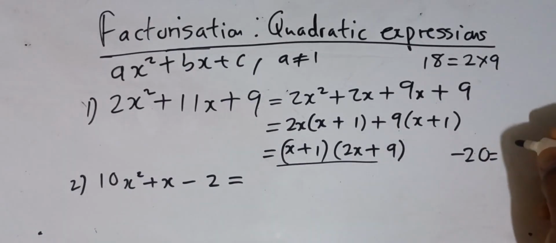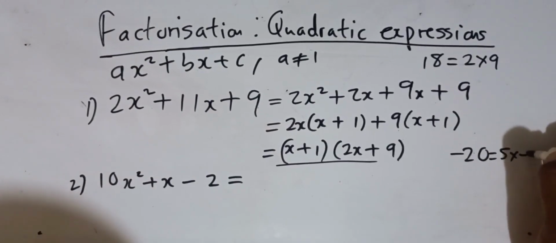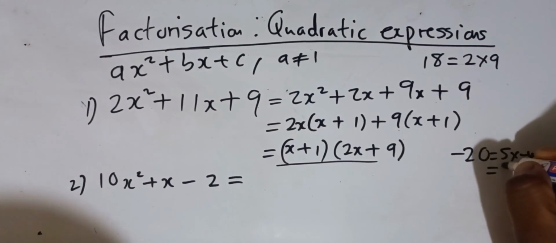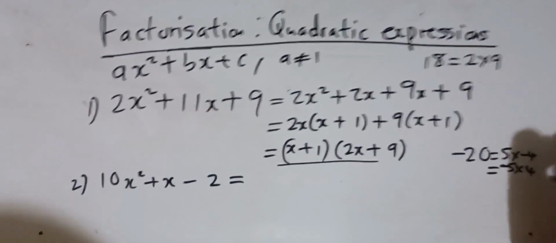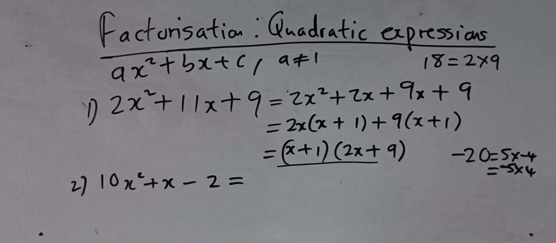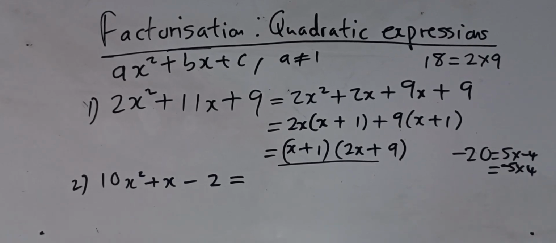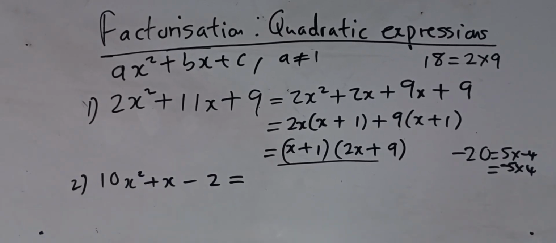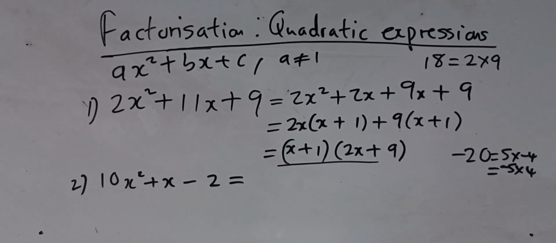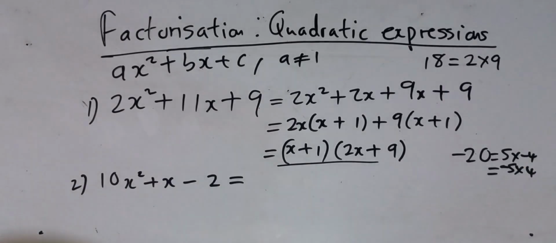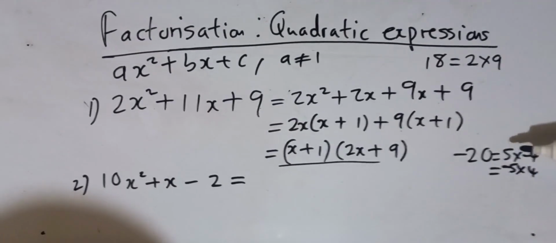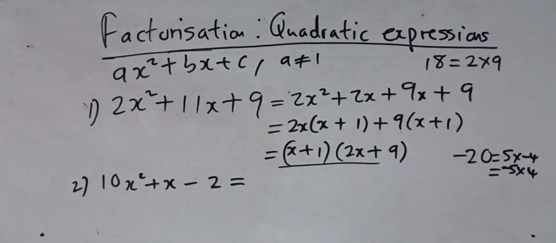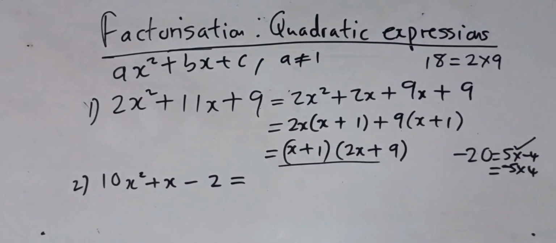So let us take these two pairs: 5 times minus 4 and minus 5 times 4. We know that 5 times minus 4 gives minus 20, and minus 5 times 4 is also minus 20. The condition of multiplication is satisfied by both pairs. Now, 5 times minus 4 is minus 20, and 5 minus 4 is 1. So it means this pair is satisfied.